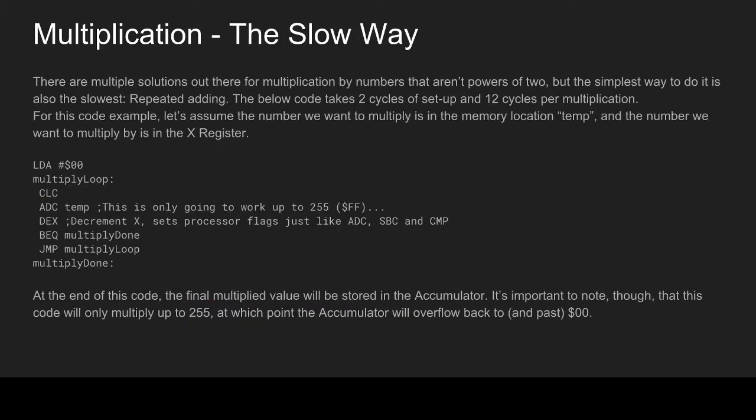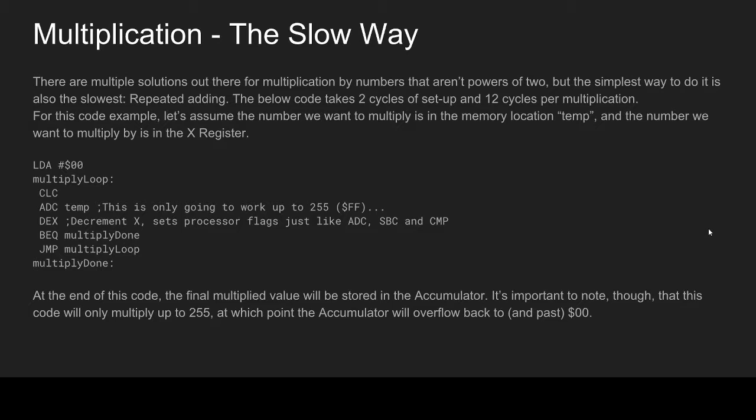There are multiple solutions out there for multiplication of numbers that aren't powers of 2, but the simplest way to do it is also the slowest: repeated addition. The below code takes 2 cycles of setup and 12 cycles per multiplication, at least if my estimations are correct. I can't guarantee that, but I ran this through an assembler and did the executions, and that's the best I could come up with for how fast they are.